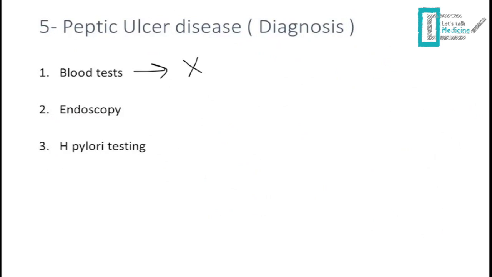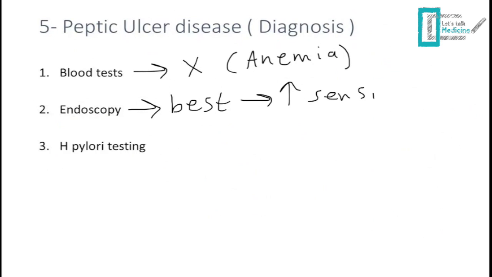On the other hand, from the complete blood count, the hemoglobin and the red blood cell count, we can see if the patient has any abnormalities, such as anemia, in order to look into the management later on. Now, the second test that we have is endoscopy. Endoscopy is actually the best diagnostic test for peptic ulcer disease. It has a very good sensitivity and it is the gold standard.